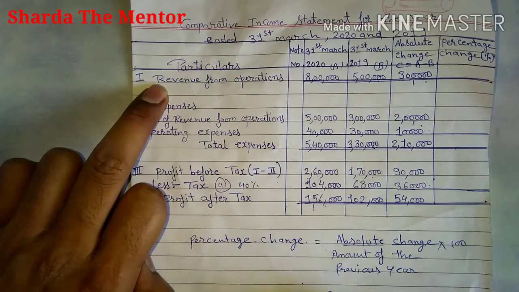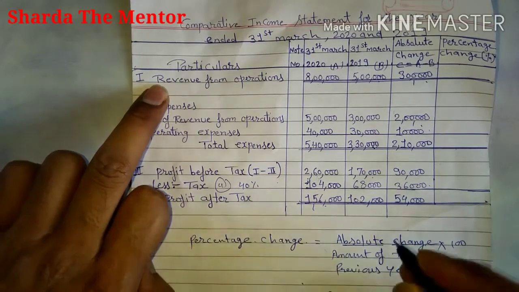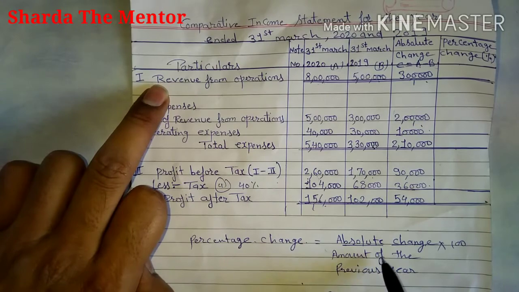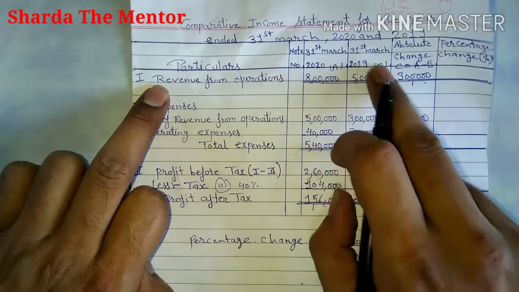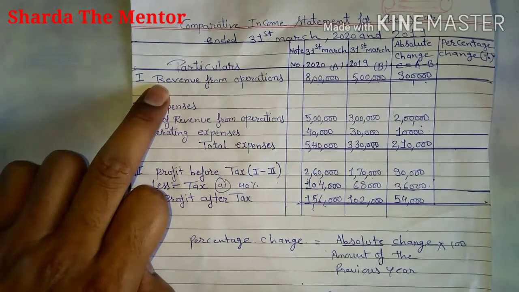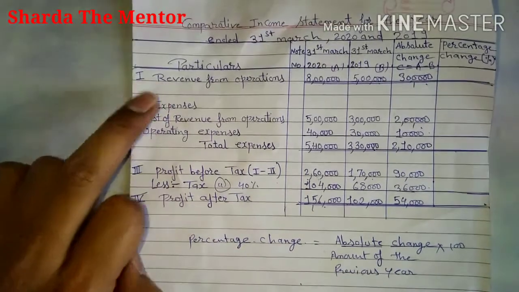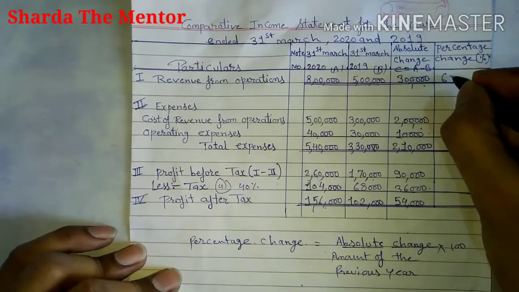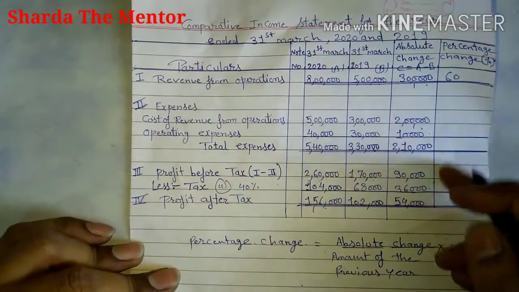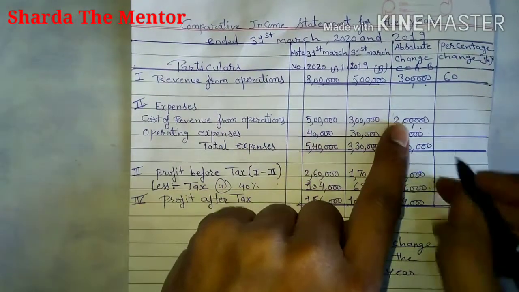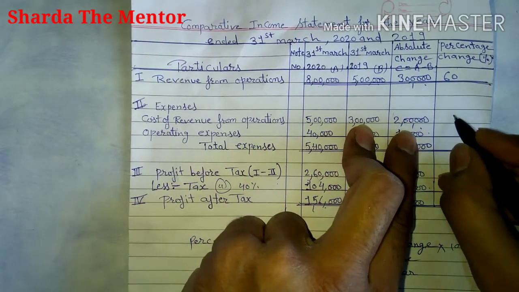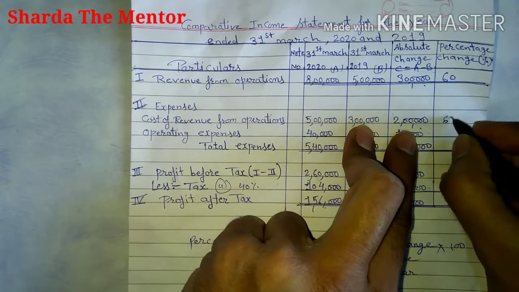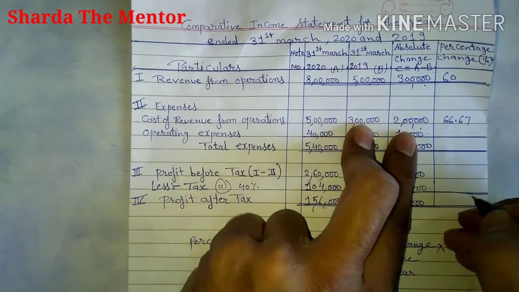The absolute change is 3 lakh divided by the amount of the previous year. The current year is 2020, so the previous year amount is 5 lakh. So 3 lakh divided by 5 lakh into 100, that value is 60%. In the same way, you can find out all the things. Here the absolute change is 2 lakh and the previous year value is 3 lakh, so 2 lakh divided by 3 lakh into 100, that value is around 66.67.